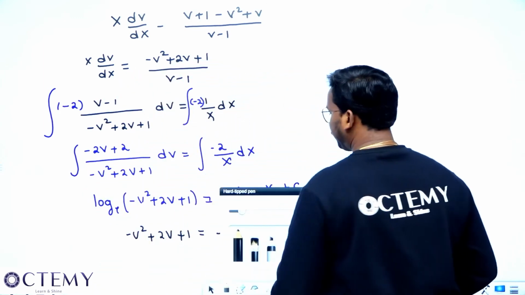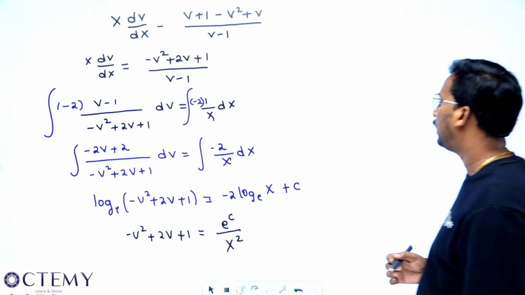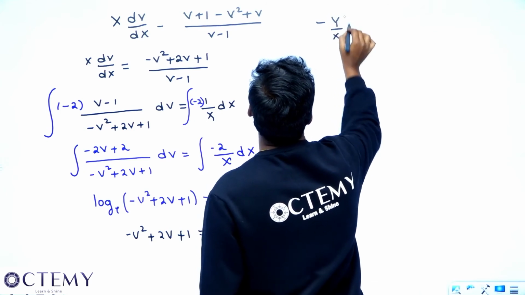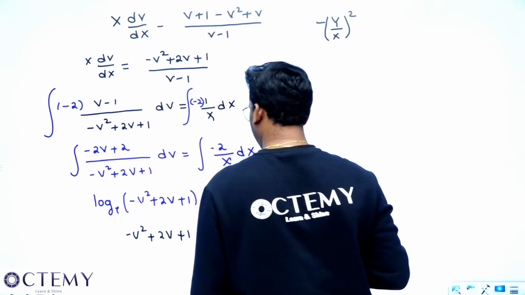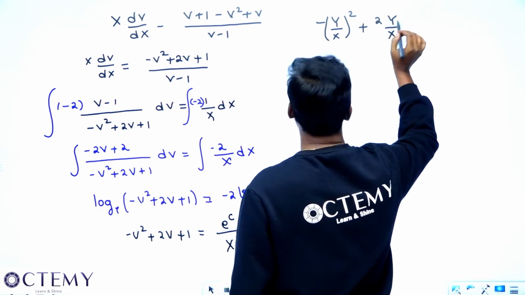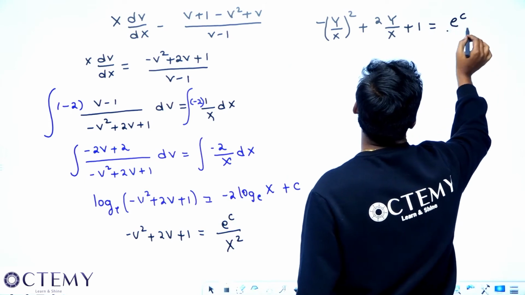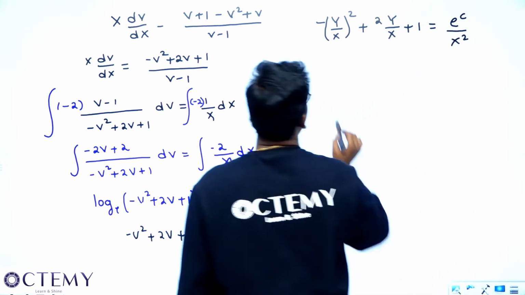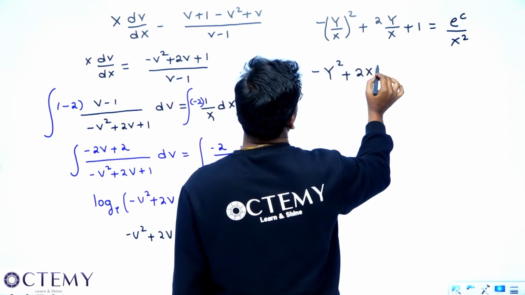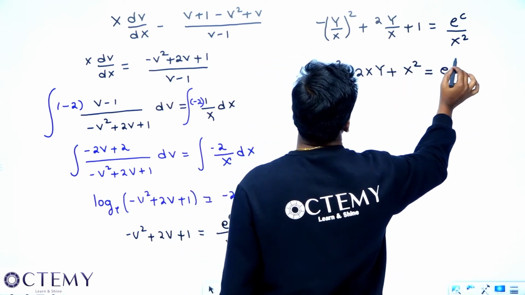Now I can replace. Now what is basically v? Your v is capital Y by capital X. So it will become minus (capital Y divided by capital X) whole square plus 2 capital Y divided by capital X plus 1 is equal to e power c, a constant, divided by X square. Now if you take the LCM, what you'll get is minus Y square plus 2XY plus X square is equal to e power c, isn't it?